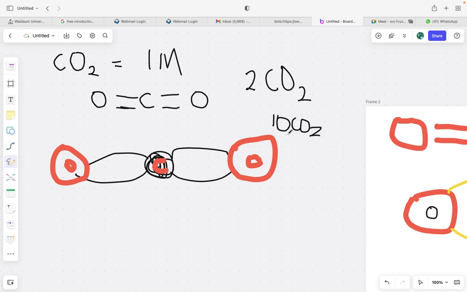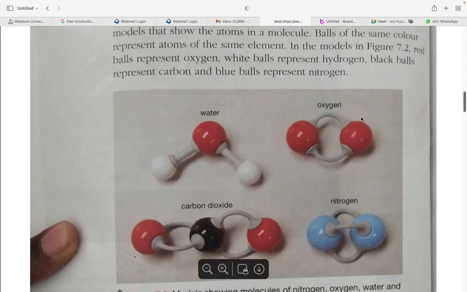10. How many atoms of carbon? 10. How many atoms of oxygen? 20. 10 times 2, 20. Is that okay? Do we understand now? Okay, so we can move on.